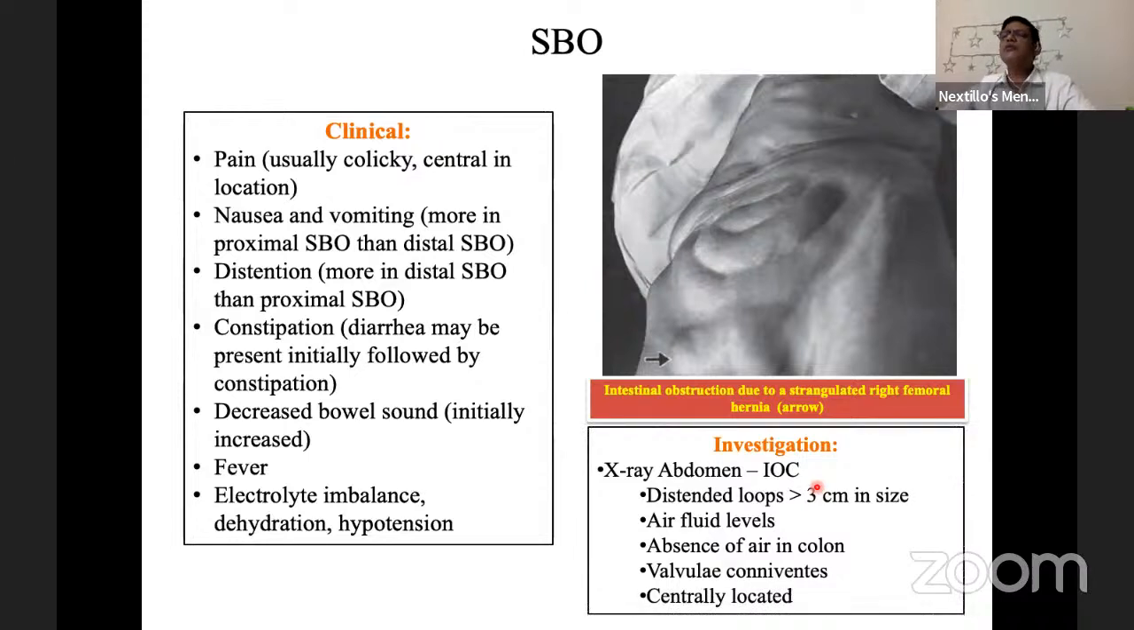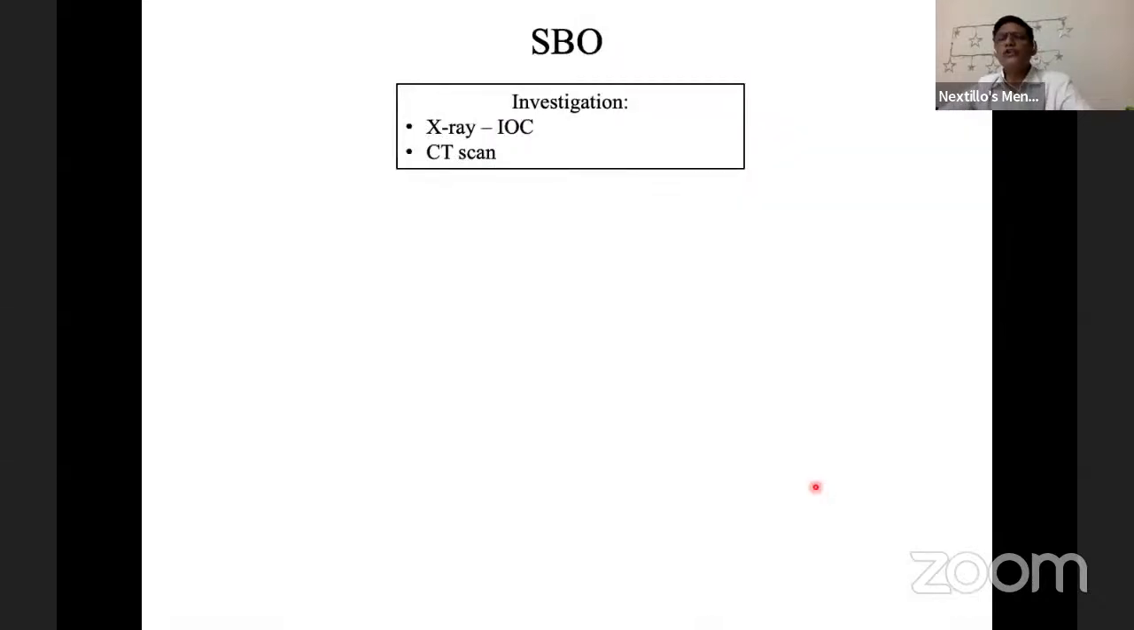Further on, we can also perform a CT scan. The CT scan, no doubt, is more specific and more sensitive. So remember this for the questions. The investigation of choice for bowel obstruction is X-ray. But the sensitive and specific investigation is CT scan. In most cases, the diagnosis can be made by X-rays. But if you want to check what exactly was the cause, then CT scan is going to be better. It may show us the exact etiology.